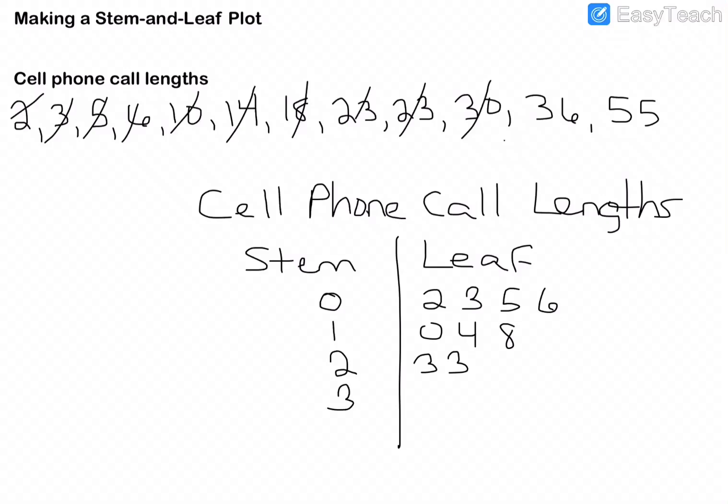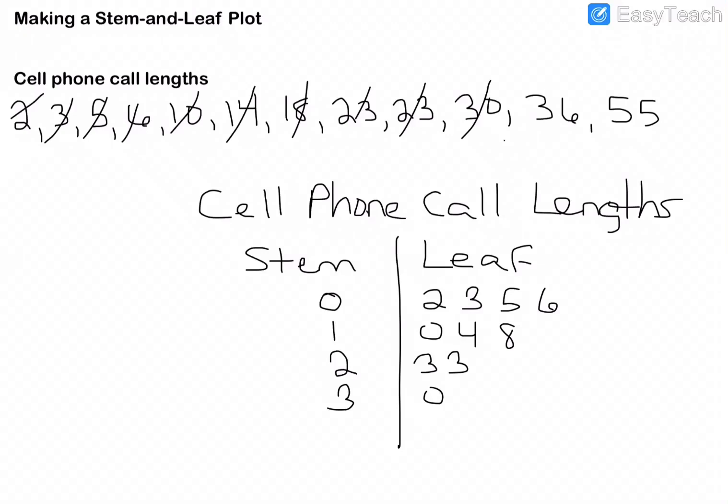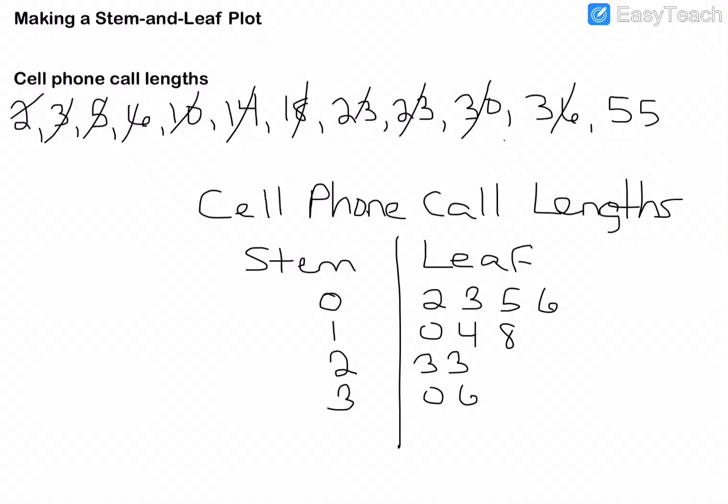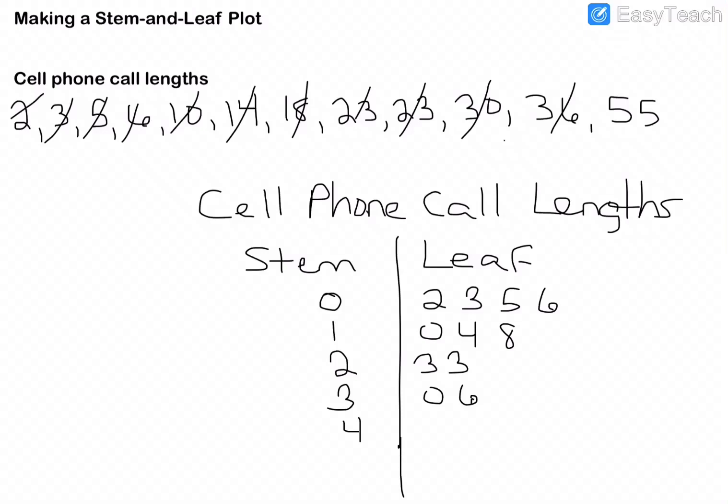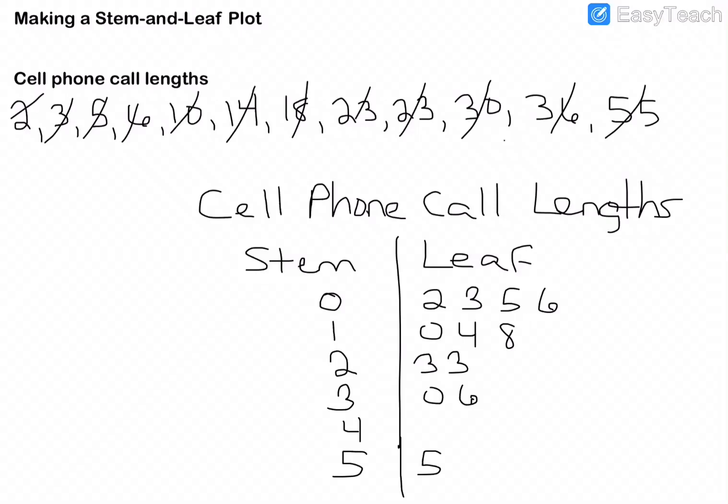3, 3, 0, 3, 6. Now, even though I do not have any numbers that start with 4, I still have to put the 4 there. You can't skip it. And then I'll go to 5 and 5.